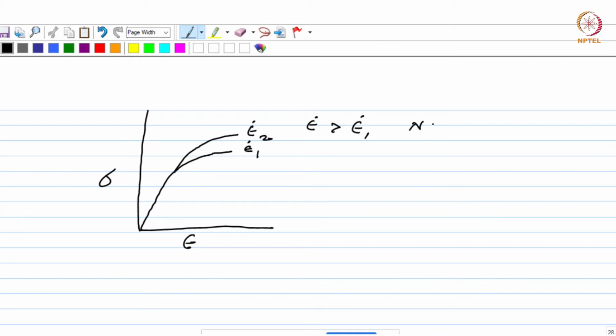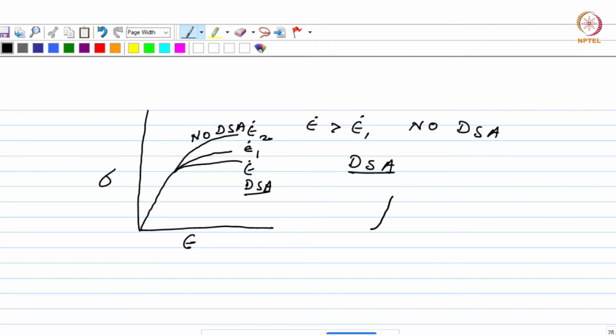When there is no DSA. But with DSA, this is just the opposite. As you increase the strain rate, the stress decreases. Okay, so this is how you can illustrate the same phenomena schematically in the stress diagram also.